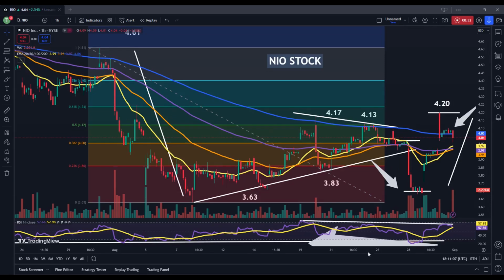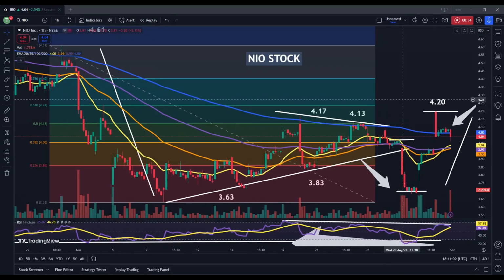So here we have the hourly price chart, and we can see that there are some fairly significant price movements that have occurred over the last few trading sessions. So in this video, what we're going to be doing is looking at some of these price zones, explaining why they're important, and developing a strong trading strategy so that investors can turn profits on this stock in the days and weeks ahead.